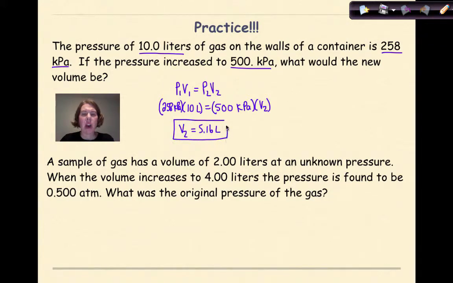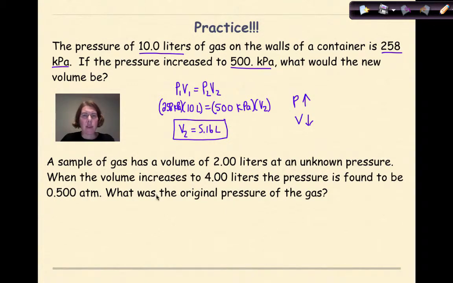And if you think about that, that makes sense because my initial pressure is 258 kPa. My final pressure is 500 kPa. So my pressure is increasing. And if my pressure is increasing, because this is an inverse relationship, my volume should be decreasing. And I can see that it is because I'm going from 10 liters to 5.16 liters. So the relationship holds true here based on my results.